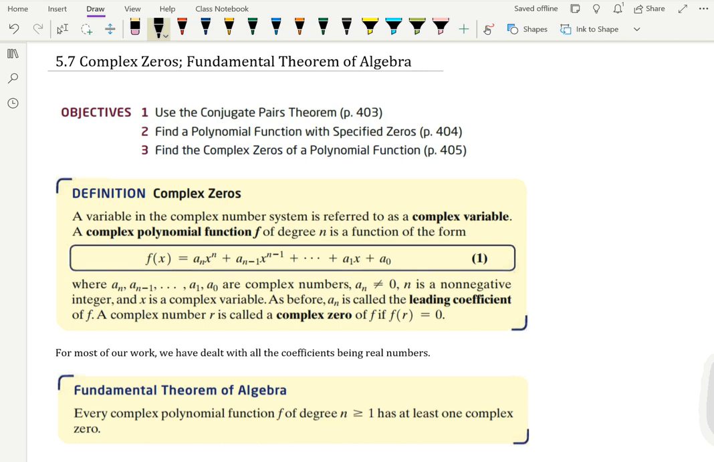We are now in Chapter 5, Section 7, Complex Zeros and the Fundamental Theorem of Algebra. This is the last section in Chapter 5 that we were dealing with in our course. So we'll dive right in here.